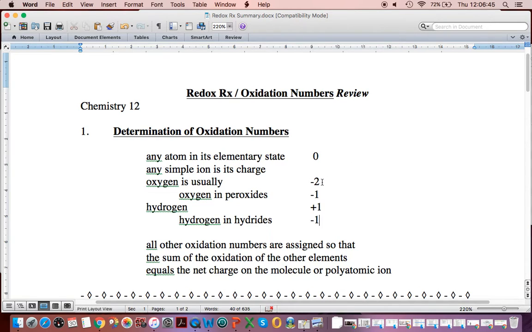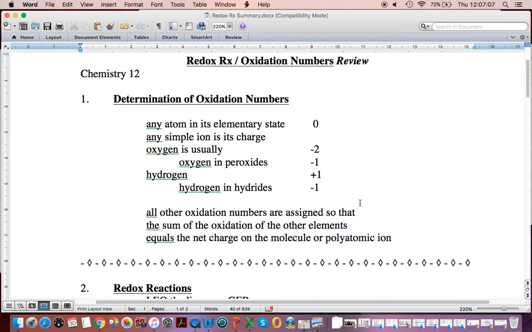Oxygen, normally -2, but in peroxide, -1. And you have to know what peroxides are. Hydrogen, normally +1 when it's bonded to a nonmetal, but when hydrogen is behaving as a nonmetal, it's a hydride, and that means it's bonded to a metal, and hydrogen in hydrides has a charge of -1. So the other oxidation numbers are things you have to calculate.